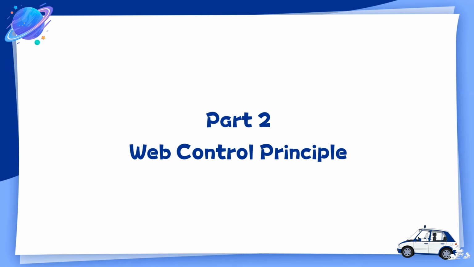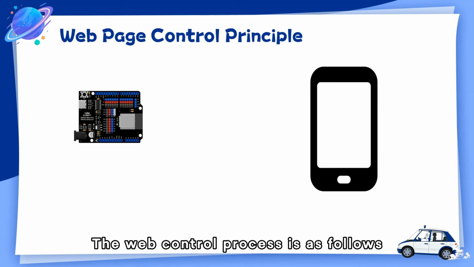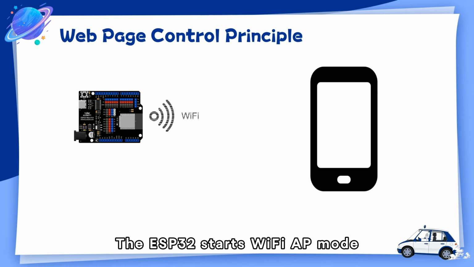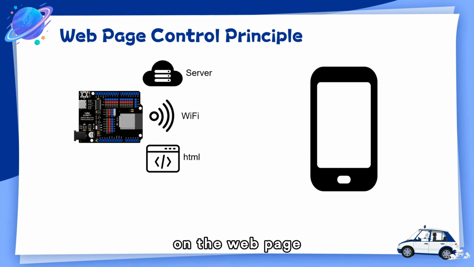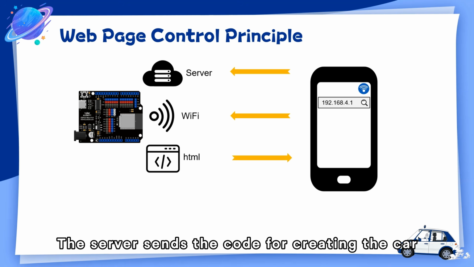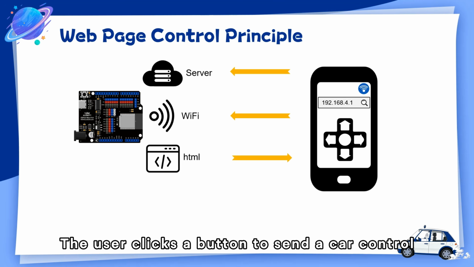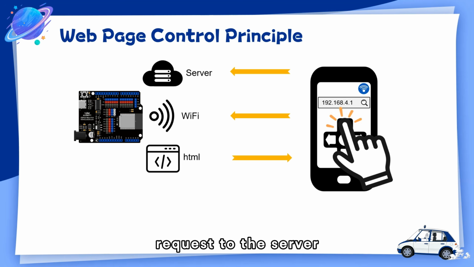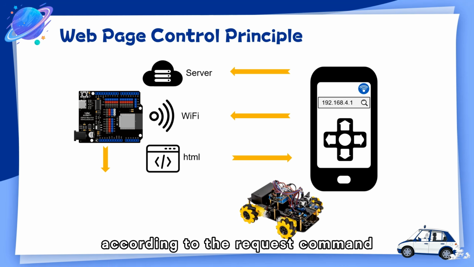Part 2. Web Control Principle. So how does the web page control the smart car through the Wi-Fi network? The web control process is as follows. The ESP32 starts Wi-Fi AP mode and creates a web server. Write the front-end code for the car control interface on the web page. The phone connects to the car's Wi-Fi, then accesses the ESP32 server address through a browser. The server sends the code for creating the car control interface to the phone and displays the control interface on the web page. The user clicks a button to send a car control request to the server, and the ESP32 controls the car's movement according to the request command.